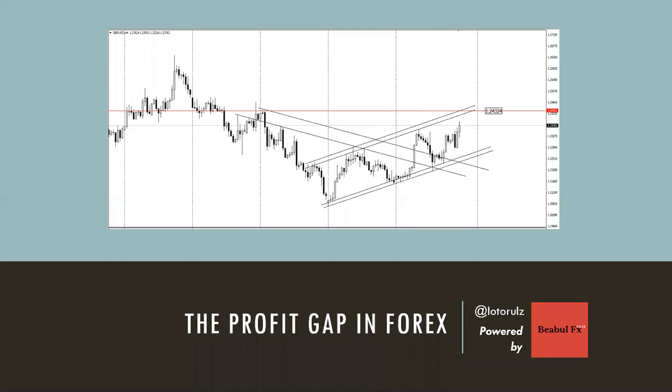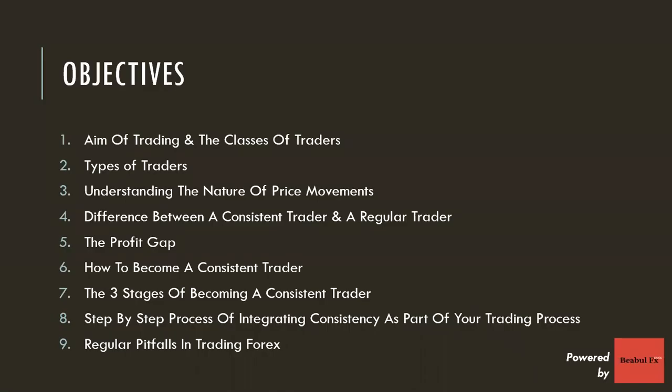Today we will be discussing the profit gap in Forex. Our objectives for today are to discuss the aim of trading, the classes of traders, the types of traders, understanding the dynamic nature of price movement, the difference between a consistent trader and a regular trader, the profit gap, and how to become a consistent trader. Then we'll go further by breaking down the 3 stages of becoming a consistent trader, the step-by-step process of integrating consistency into your trading process, and the regular pitfalls in Forex.